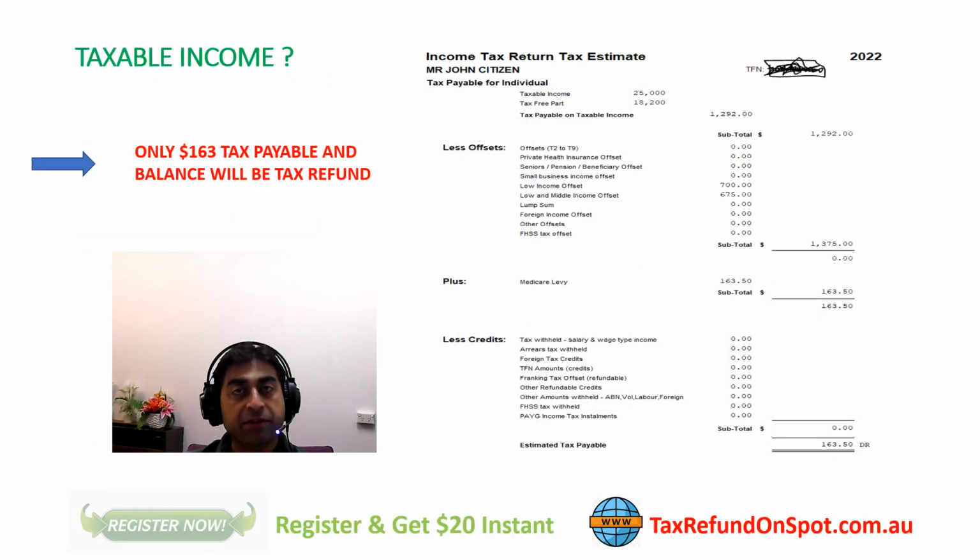If your income is $25,000, you will be paying only $163 tax, which means that whatever tax you have paid, let's say 8,000 or 10,000, you will get all of the money back, the entire amount except $163. So you are basically getting all the amount back if you do some tax planning, maybe a rental property, maybe a super contribution, or a combination of both. This is very basic tax planning which you can do this year so that you can get all or most of your tax back. Let's move to the next slide.